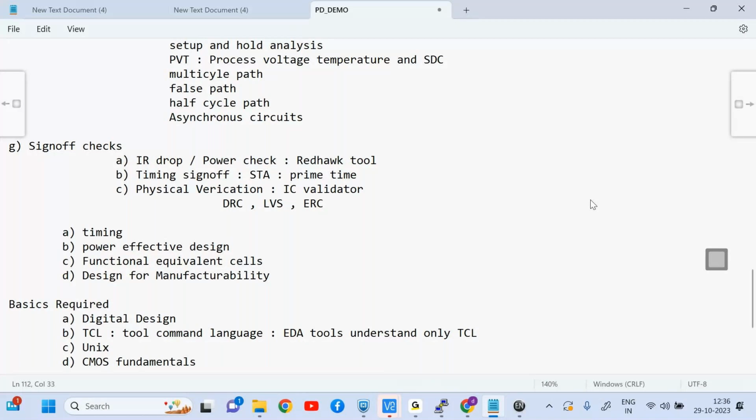Theory of IR drop will be done, but we don't have the Redhawk tool license, so using the tool is not done. We don't have that much enrollment for it. We have to pay a huge amount for the tool, but for power analysis only a few register, hardly 2 to 3 per year. So we have not renewed. We had it earlier, but now we don't. But theory will be covered on this.